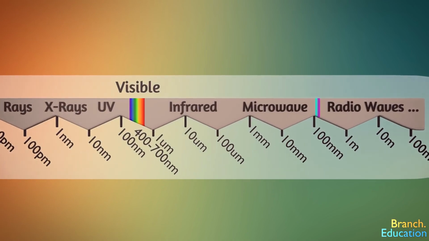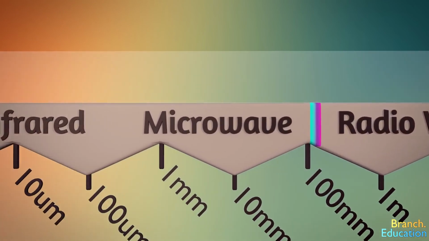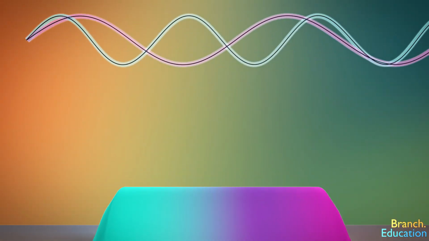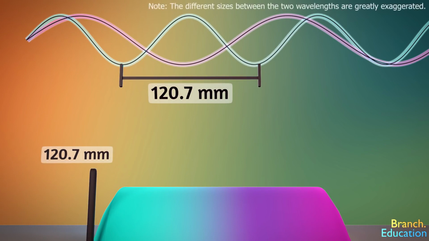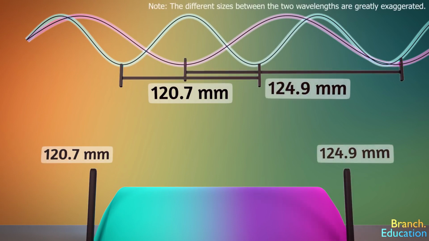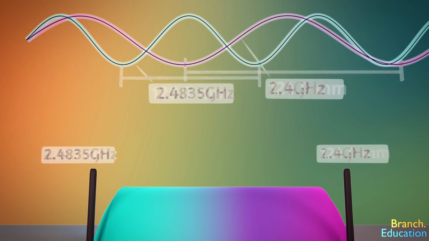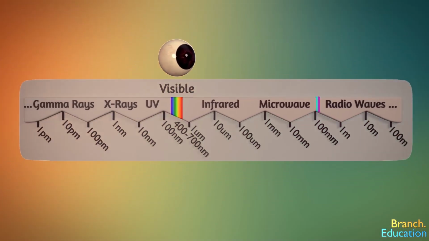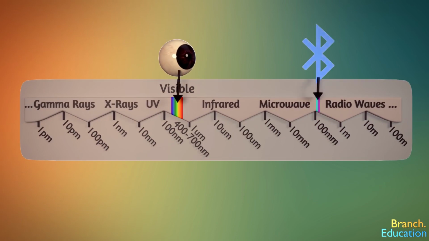As mentioned, Bluetooth operates at around 123 millimeters of wavelength, but specifically, it operates between 120.7 millimeters and 124.9 millimeters of wavelength in the electromagnetic spectrum. Note that these frequencies are more commonly referred to as having a 2.4 to 2.4835 GHz frequency bandwidth, or range. Just as our eyes see within a range on the electromagnetic spectrum, Bluetooth antennas see or perceive within their own range of frequencies.